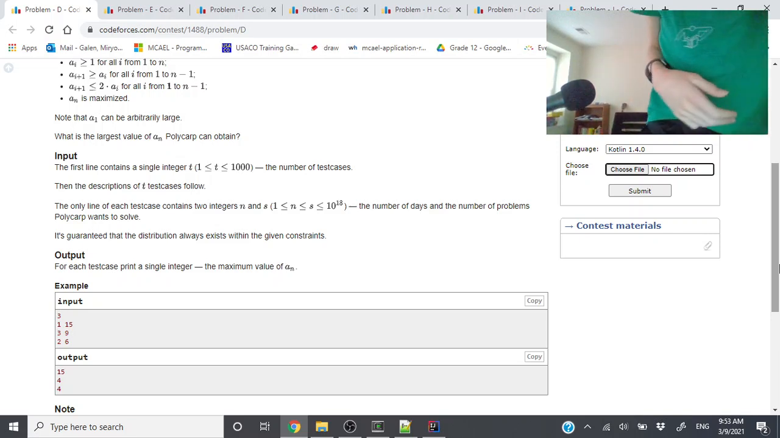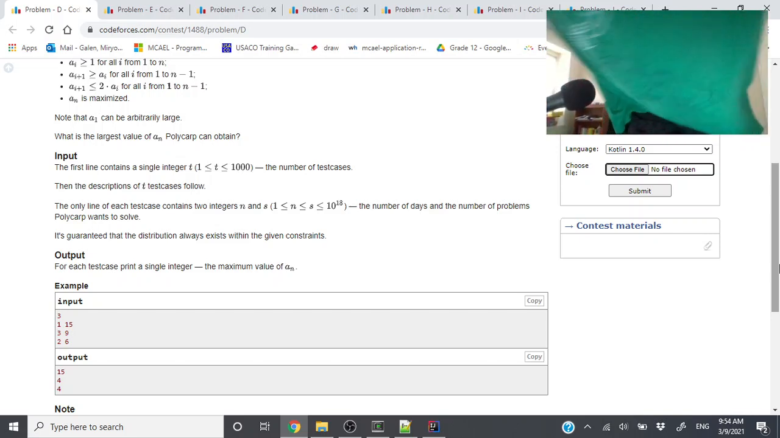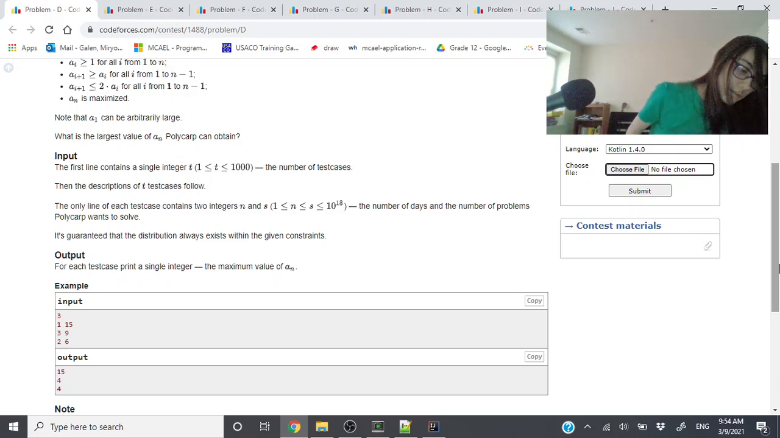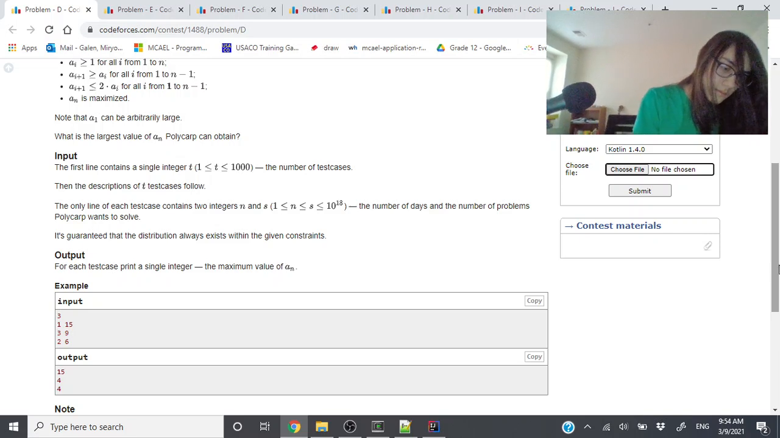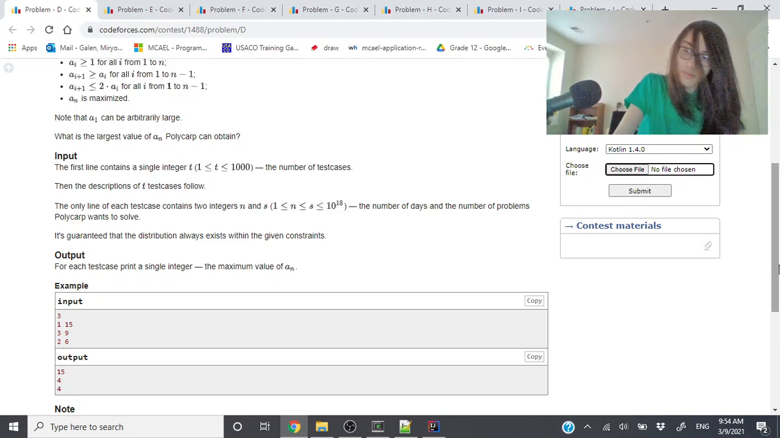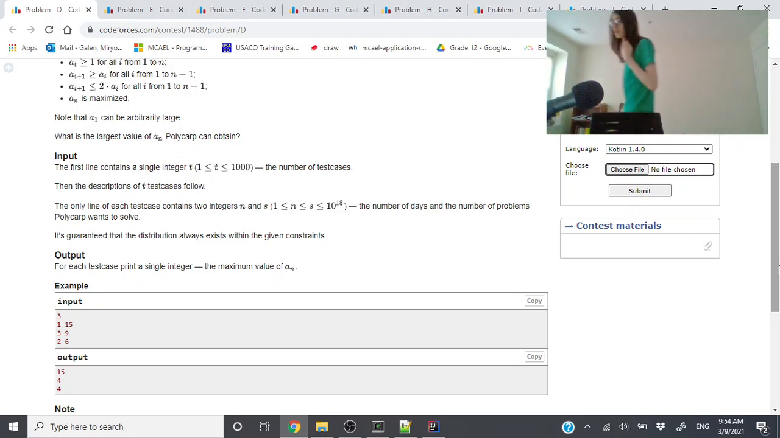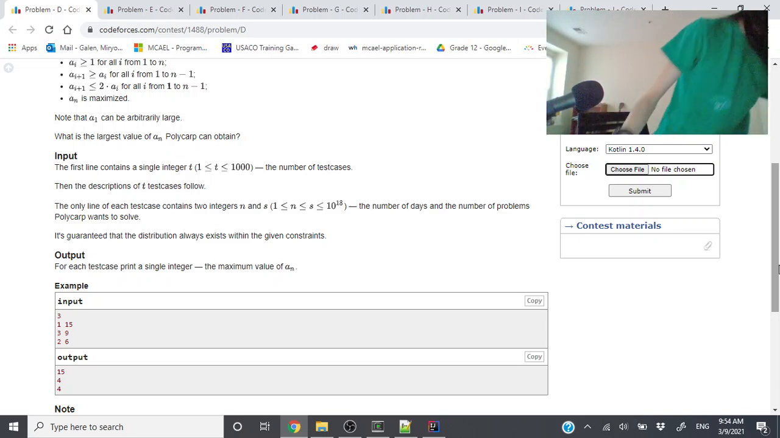I don't have my writing tablet with me, so let me just grab that really quick. Or the pen that goes with it. Okay, whatever, it's fine. I'll code it first and then think later.